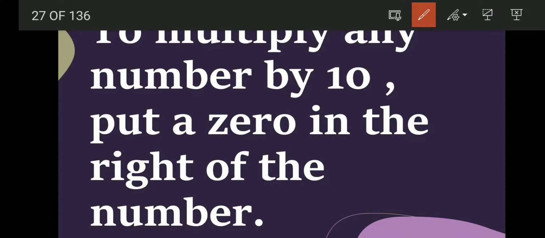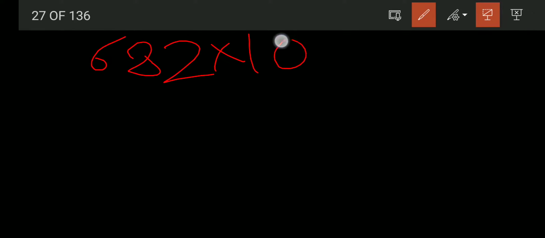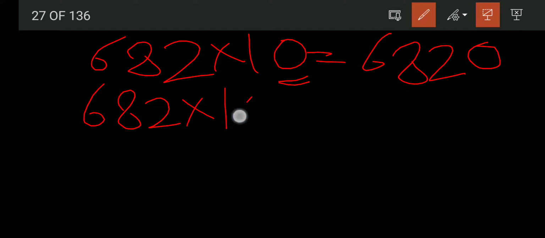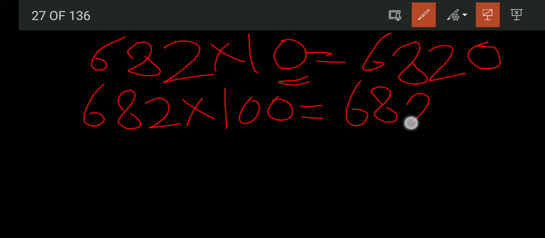So what is it saying? For example, suppose you take the number 682 multiplied by 10. So what would be the answer? 682 as it is, and the 0 of this 10 will come here. Again, if you take 682 multiplied by 100, so what would be the product? 682 and these two zeros on the right hand side of the product.